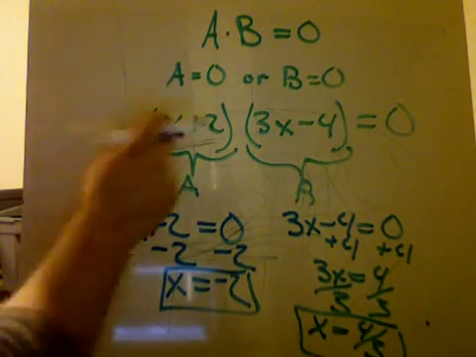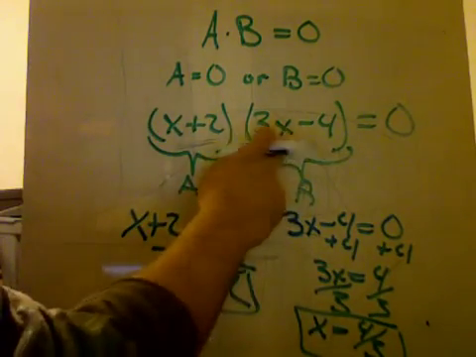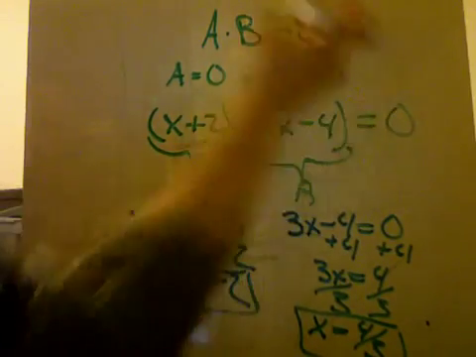Again, I can test it. Put 4/3 in here plus 2. Well, that's not 0. 4/3 in here for x times 3, it'll leave me at 4. 4 minus 4 is 0.